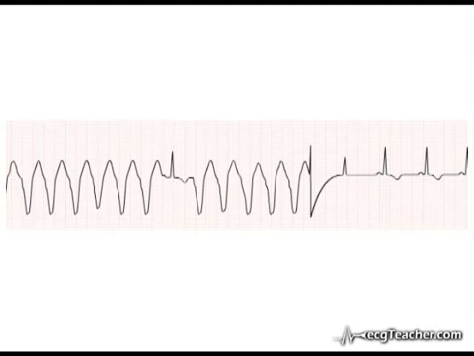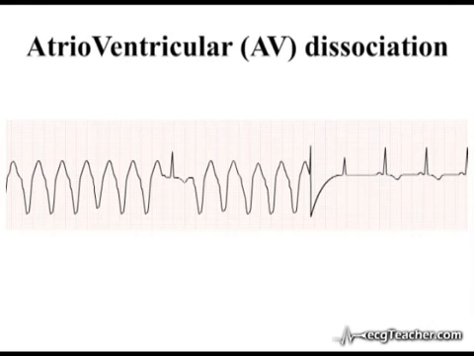There are several features of VT which help us to make this distinction. Far from being detailed, a knowledge of these features will come in very useful. We will now deal with the most important of these features, atrioventricular dissociation.